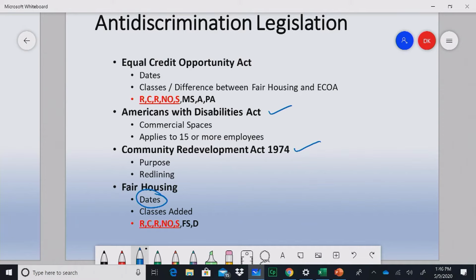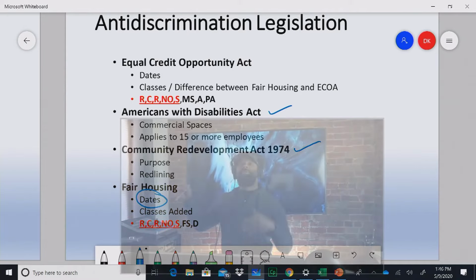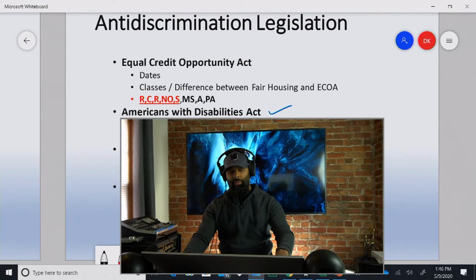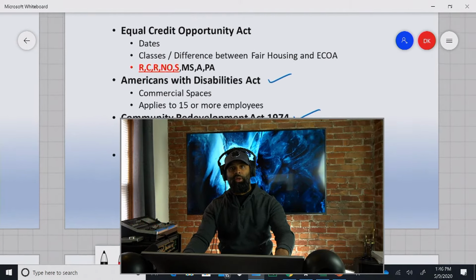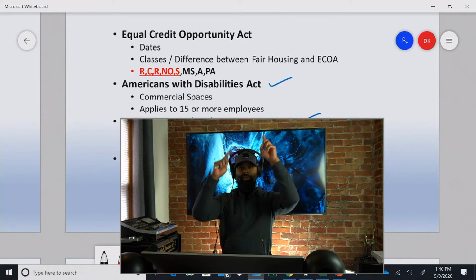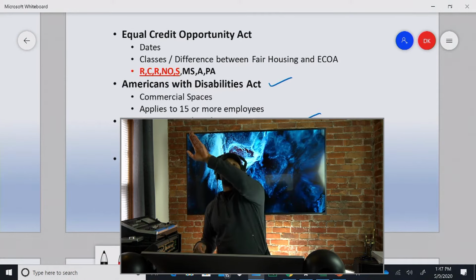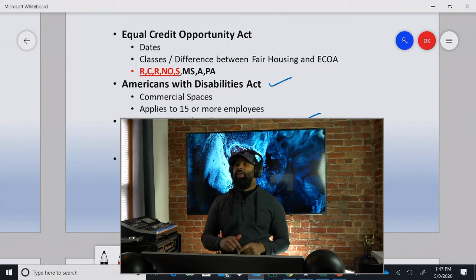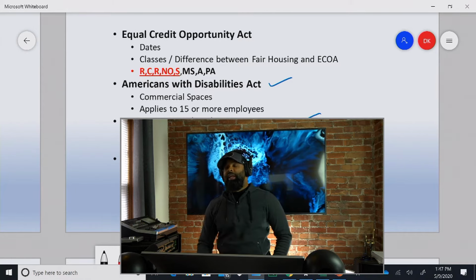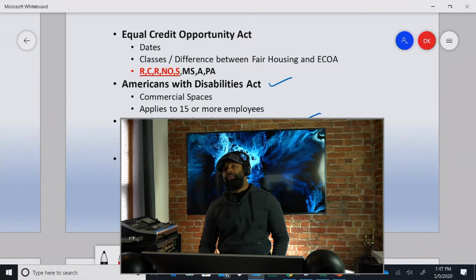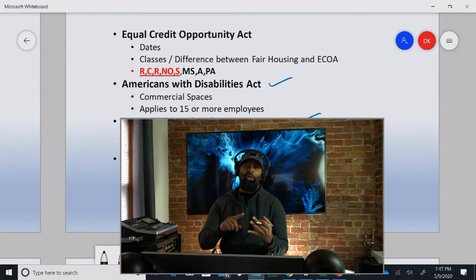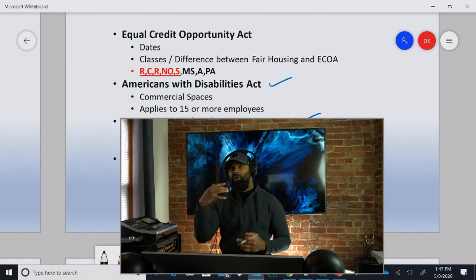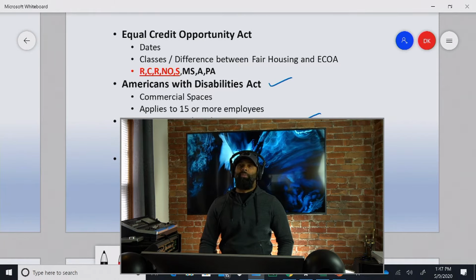The next thing is, if you are an employer and you have 15 or more employees, then the internal workspace is also subject to the Americans with Disabilities Act. So if you're an employer and you have 15 or more employees, then your internal workspace is also subject to the ADA. So your commercial spaces need to be in compliance with the Americans with Disabilities Act.